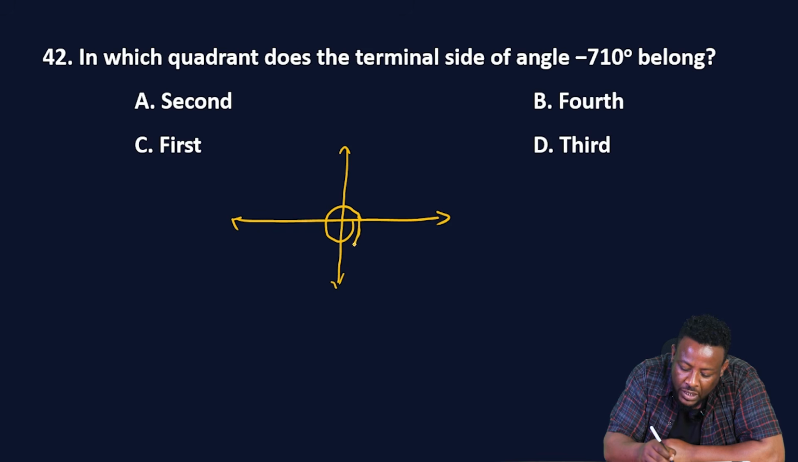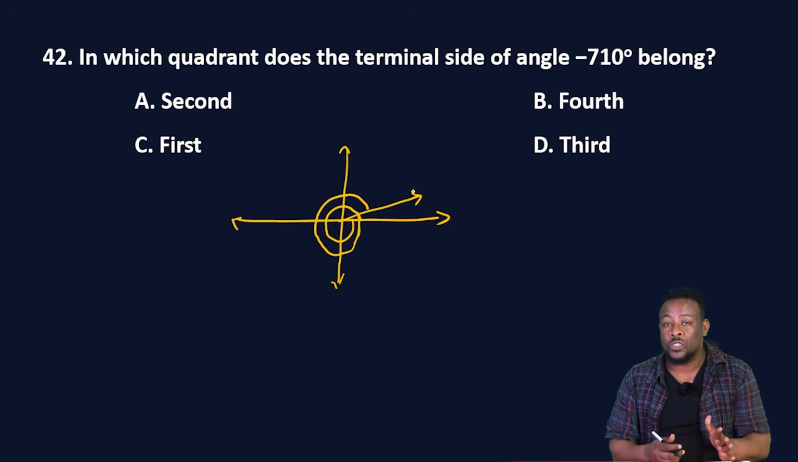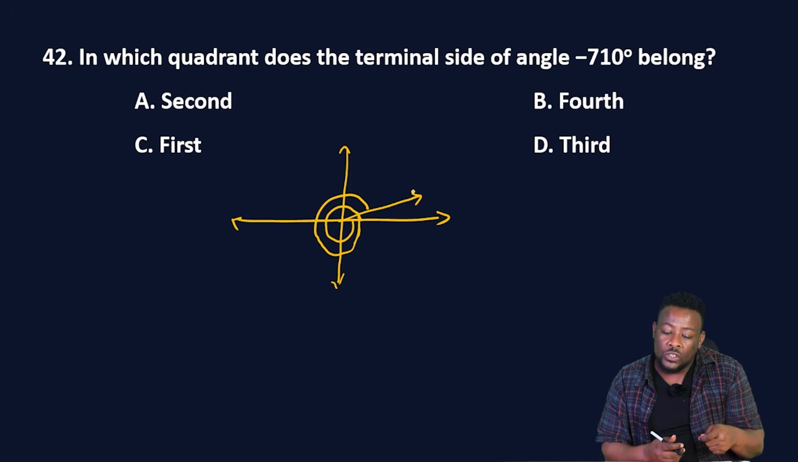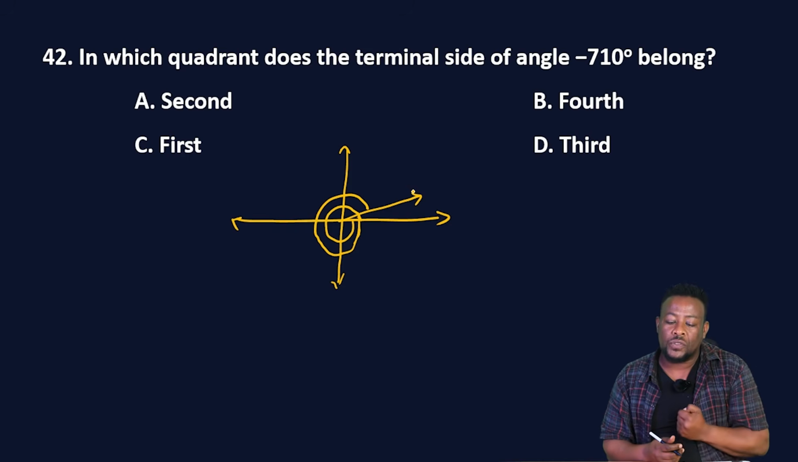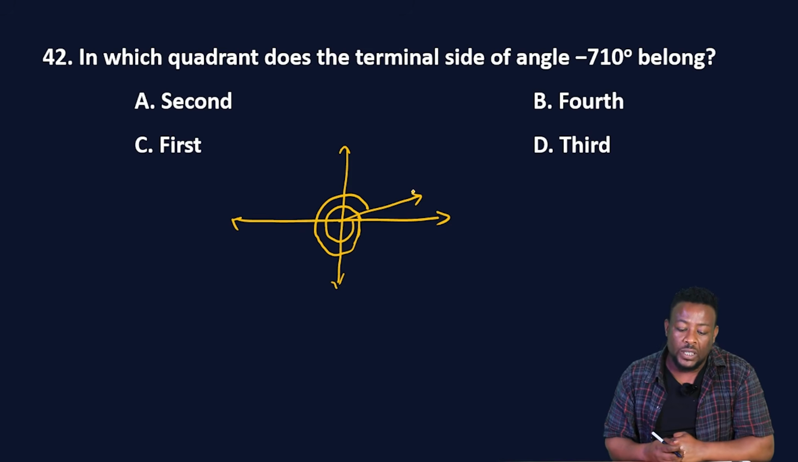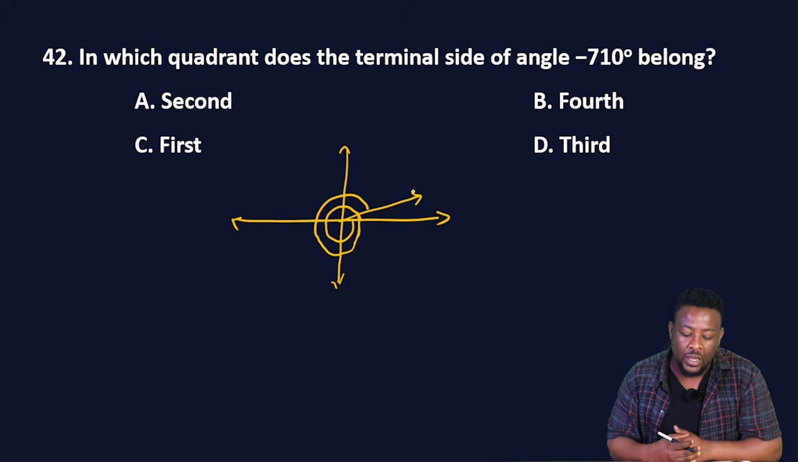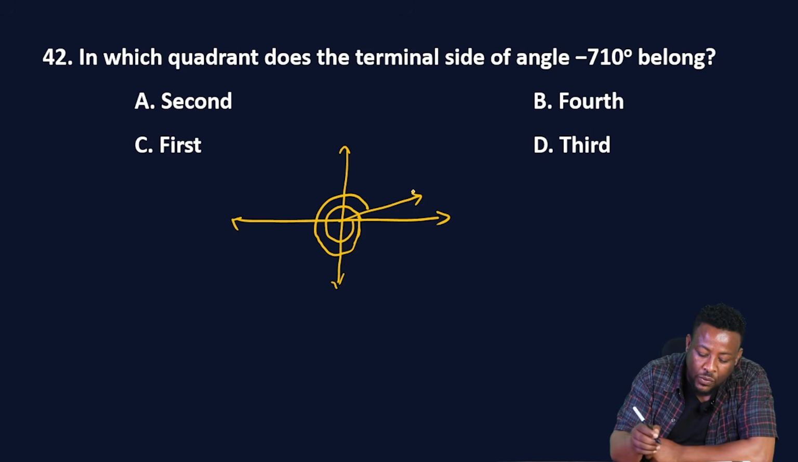Negative 350 degrees, we need to rotate again, which will be in the first quadrant. Negative 710 is not two complete rotations; it's one complete rotation plus negative 350 degrees in the clockwise direction. So the terminal side of this angle will be in the first quadrant. Therefore, the answer for question number 42 is C.